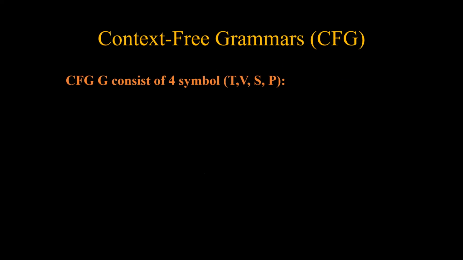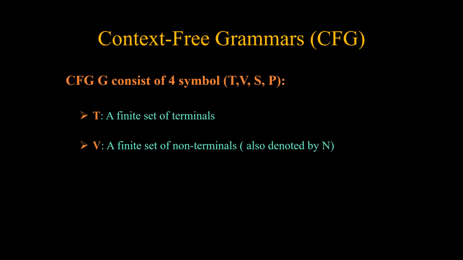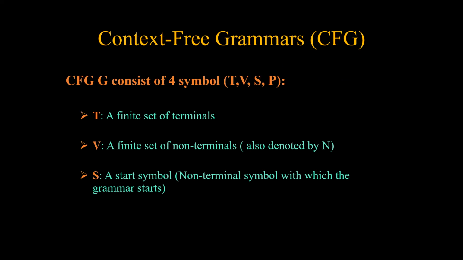Now, context-free grammar basically consists of four symbols T, V, S, and P. T means a finite set of terminals. V is a finite set of non-terminals. You may also find at some places that non-terminals are represented by a capital N. S is a start symbol, a non-terminal symbol with which the grammar normally starts, and P is the set of production rules.